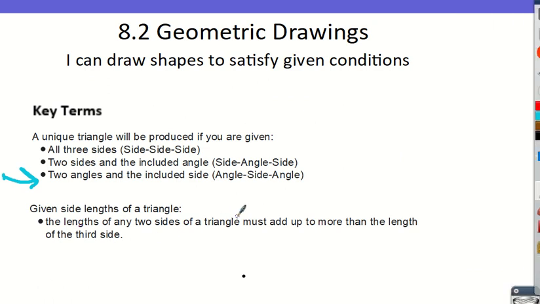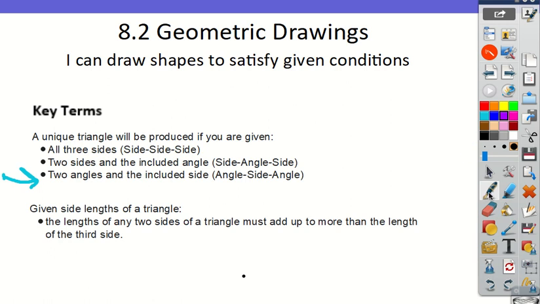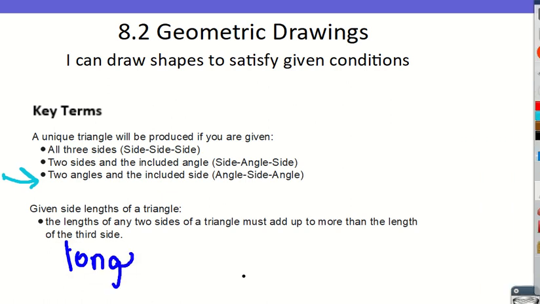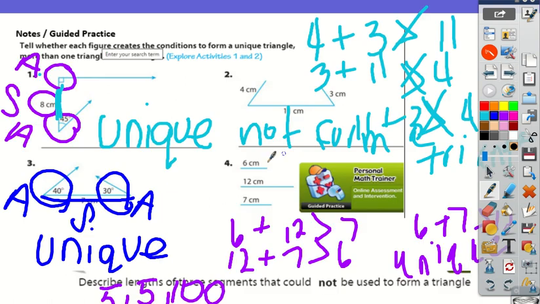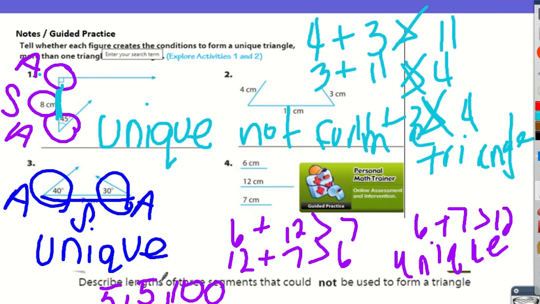Okay, so the lengths of any 2 sides of a triangle must add up to more than the length of the third side. So let me write this in here. Add up to more, and I think what they really should have put here is the longest side. So instead of third side, longest side. Okay, so look, 5 and 5 don't add up to more than the longest side. So picture this, you have a strip that's 100 inches long. If your other 2 strips are 5 inches, is that ever going to make a triangle? It would never make a triangle, okay?